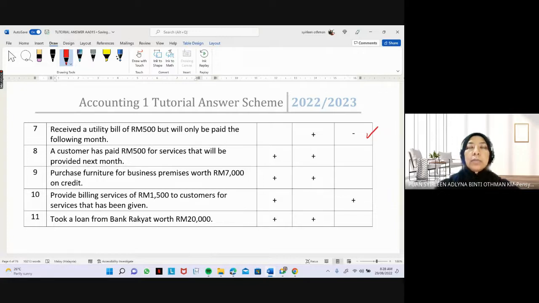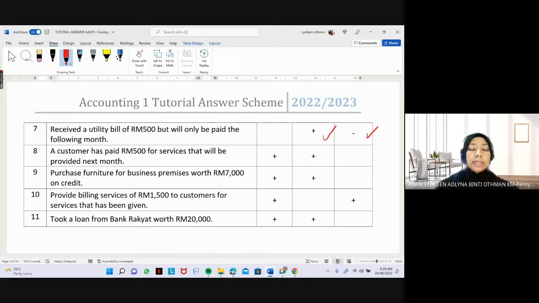Okay, so bila belum dibayar, dia akan jadi expense payable. Belanja belum bayar. Belanja belum bayar is liability. So that means bila saya belum bayar bill tersebut, liability saya akan meningkat. So we will increase our liability. Okay, all right.